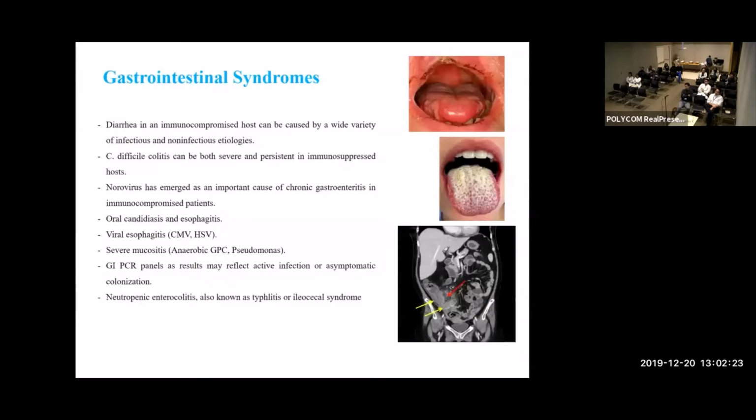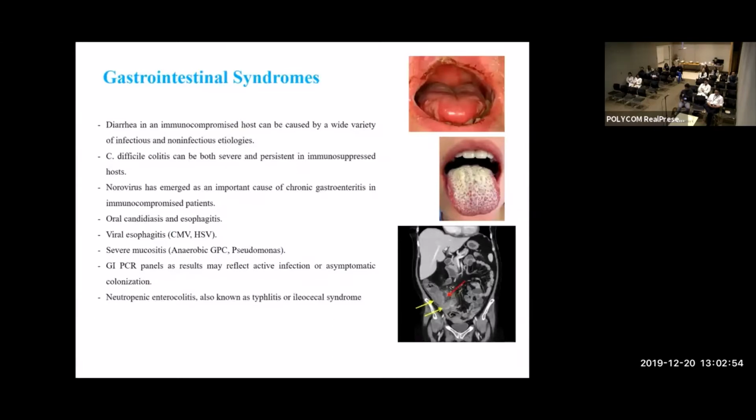Right now, if a patient has chronic diarrhea, norovirus has been involved in those cases. It's known to cause chronic diarrhea in the immune-compromised host, not so much in the neutropenic patient, but overall in the immune-compromised population. Oral candidiasis and esophagitis is also very concerning in these populations and should be treated if it's identified early. Viral esophagitis like CMV, HSV is also common. As I said, severe mucositis.